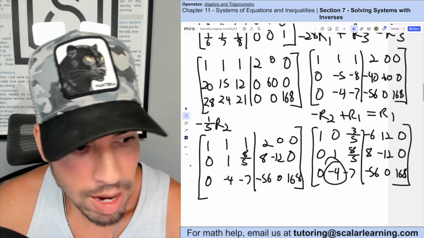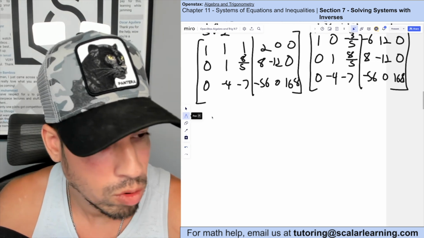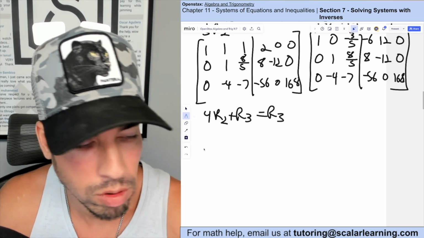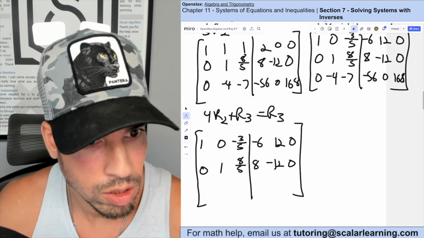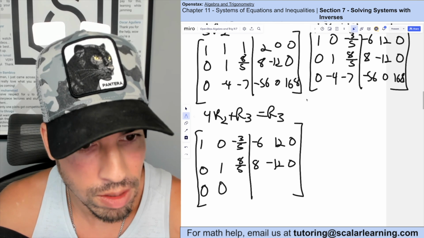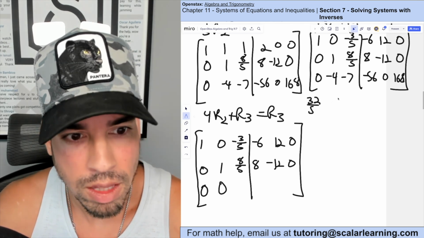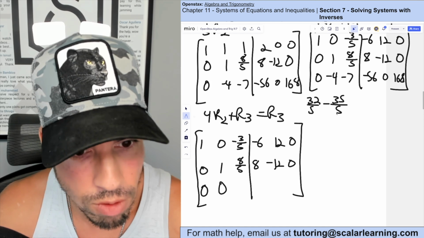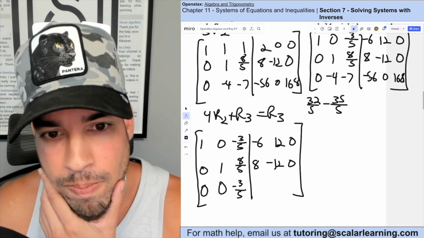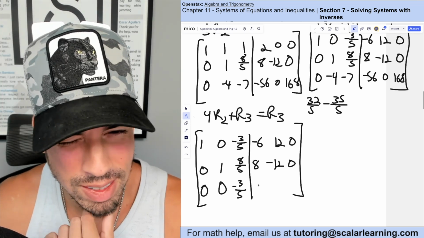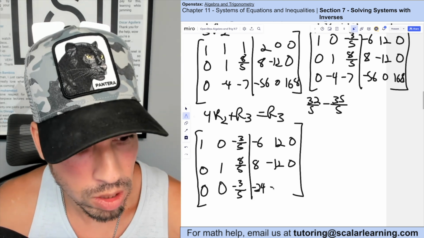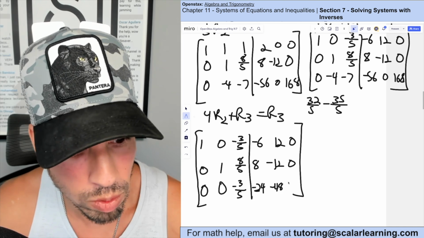Now I'm going to zero this guy out. So we're going to multiply row 2 by 4, add it to row 3 to get a new row 3. Let's write it out. So we got 4 times 0 is 0 plus 0 is 0. 4 times 1 is 4 plus negative 4 is 0. 4 times 8/5 is 32/5. And then plus negative 7, which is negative 35 over 5. That's negative 3/5. Okay. 4 times 8 is 32. Plus negative 56 is negative 24. 4 times negative 12 is negative 48, plus 0 is negative 48. 4 times 0 is 0, plus 168 is 168.